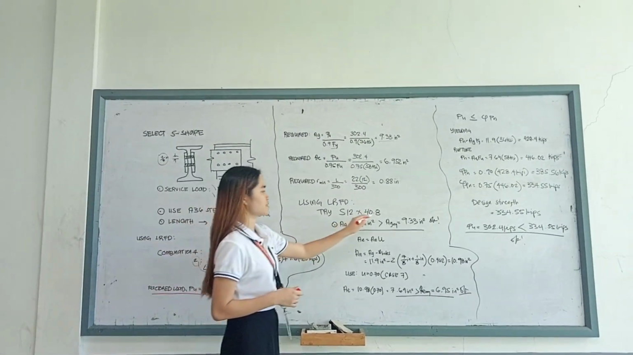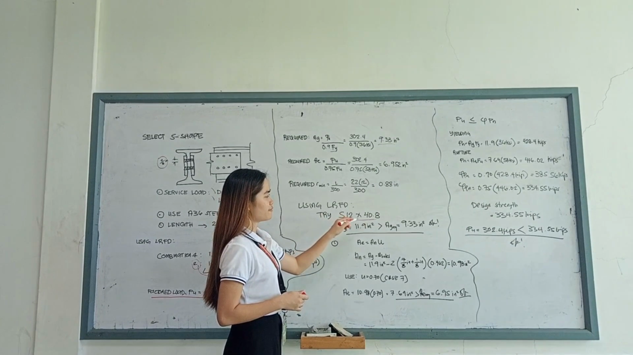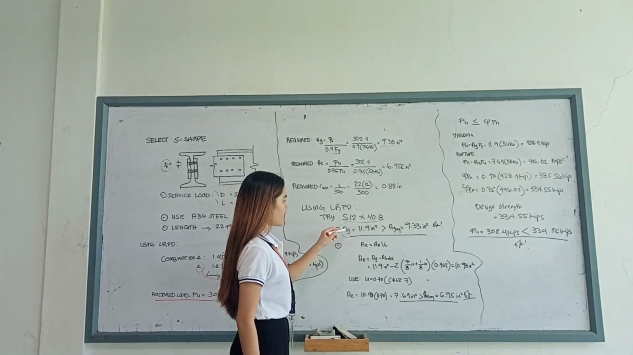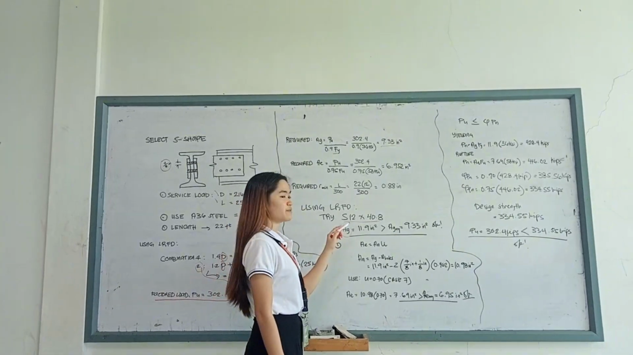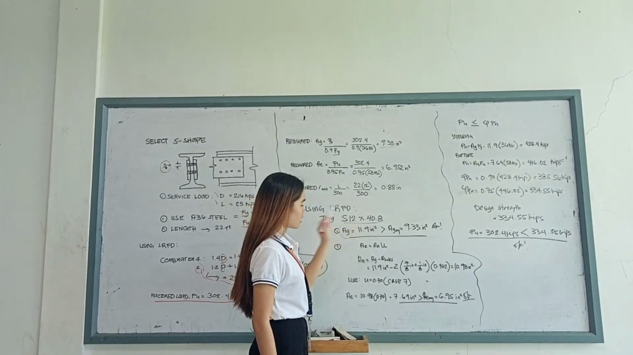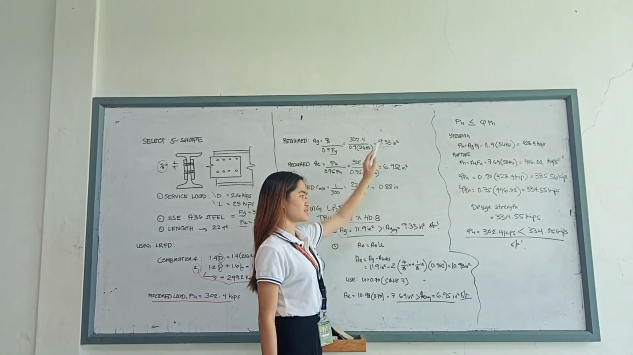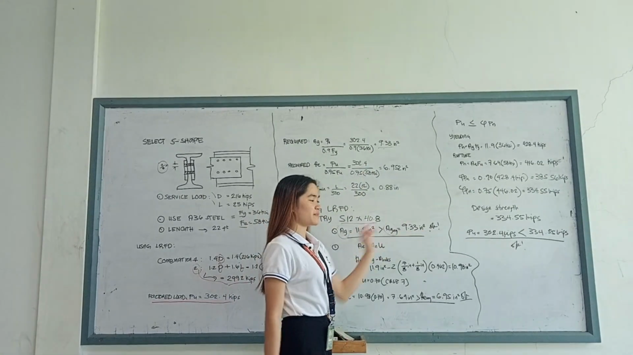Now we select the S-shape. Let us choose the S12 by 40.8. We see in the table that the gross area is 11.9 square inches, which is greater than the required Ag of 9.33. So it is okay, it passes.